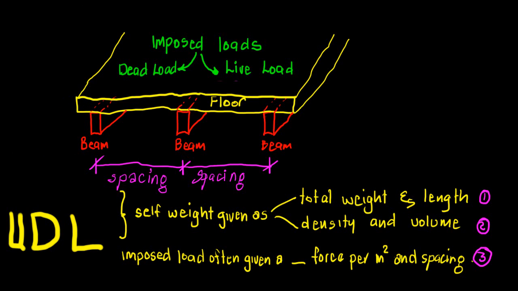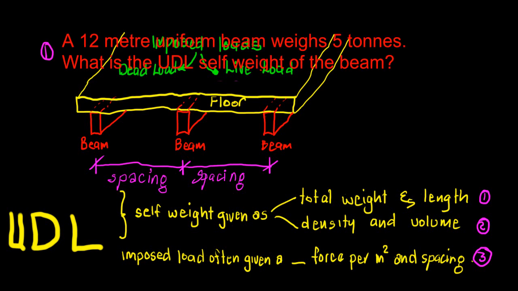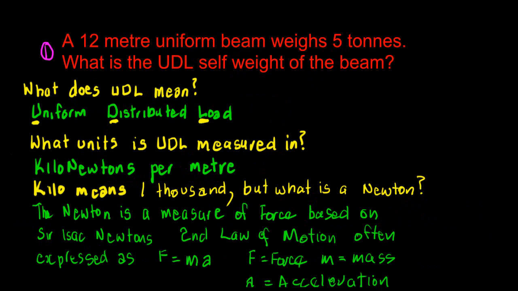Well, I don't think I can go too much further without telling you. So here it is. What does UDL mean? Well, it means Uniform Distributed Load. UDL. Uniform Distributed Load. A little bit wiser, but still need to know a bit more. Well, what units is the UDL measured in? Well, typically it's measured in kilonewtons per metre.